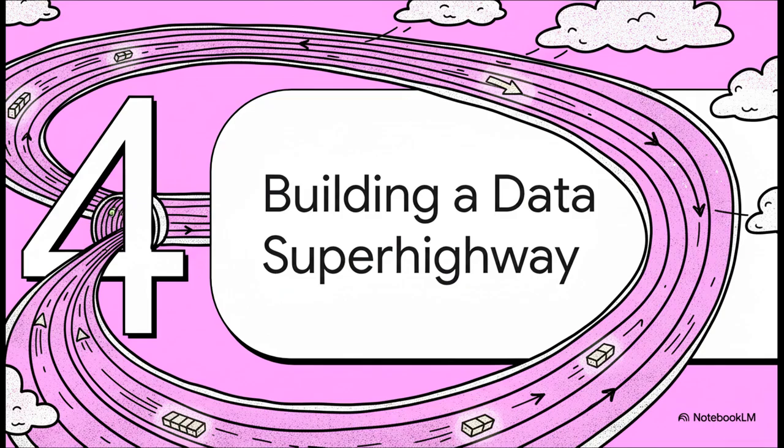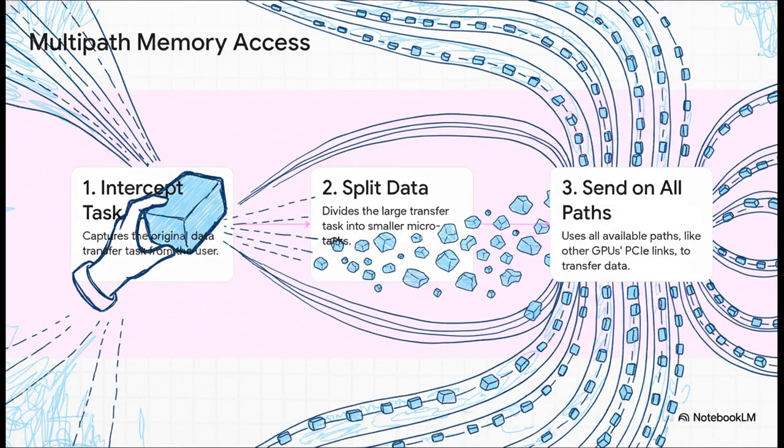But what if you could break out of that single-lane tunnel? What if instead you could build a data superhighway? Well, that's exactly what some new research is all about. This is the solution. It's a new technique called multipath memory access, or MMA, and it completely flips the script. Instead of trying to shove all that data down one single lane, it's smarter. It intercepts the transfer, breaks the data into little pieces, and then shoots those pieces across every available data path in your system, all at the same time.